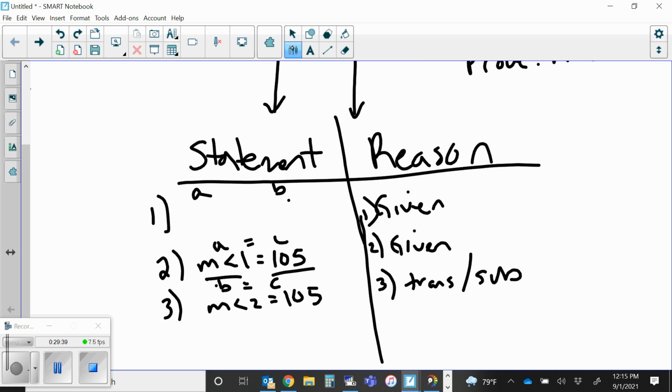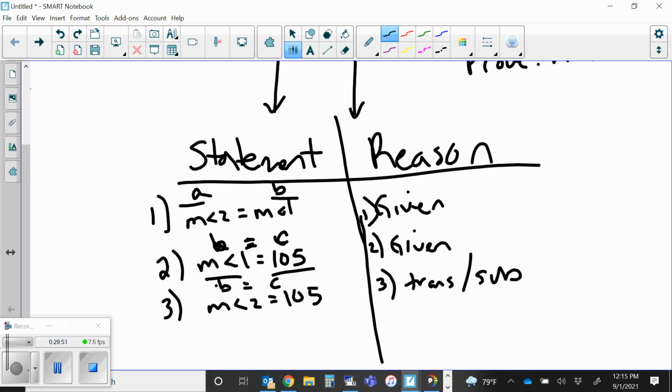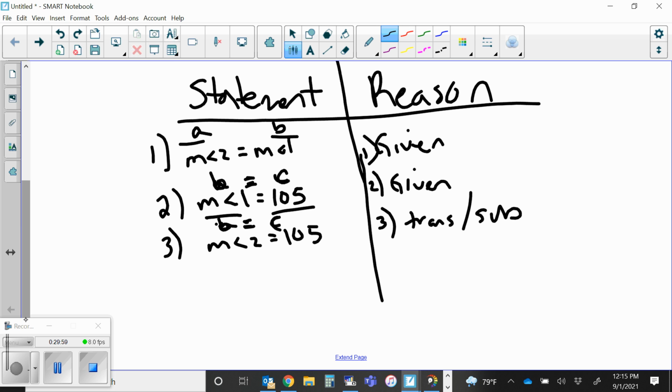Yeah, it's the symmetric property. You can go ahead: measure of angle 2 is equal to the measure of angle 1. Now, if I did it like that, do you see how it's A equals B, and then B equaling C, and then A equals C? Do you follow me? So that's why it can be done. So it can be transitive. It could also be substitution. I would accept either.